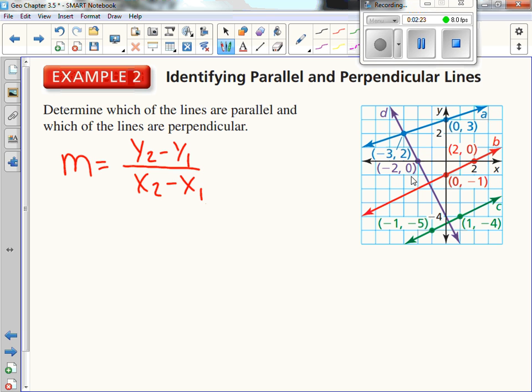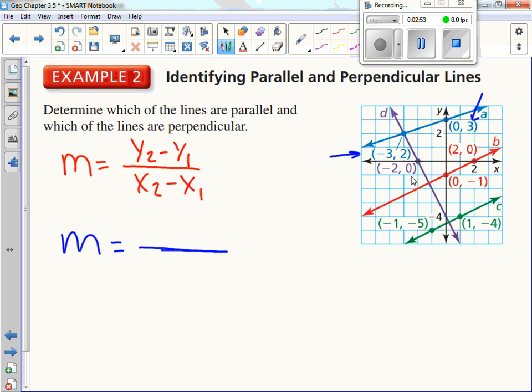Let's do the blue line first, the slope of the blue line. Well, it's blue on my screen. It's probably just all black lines on your screen, or on your paper. So when we look at this one here, the two points are these two here, -3, 2, and 0, 3. So to find the slope, I'm going to do y2 minus y1 over x2 minus x1.